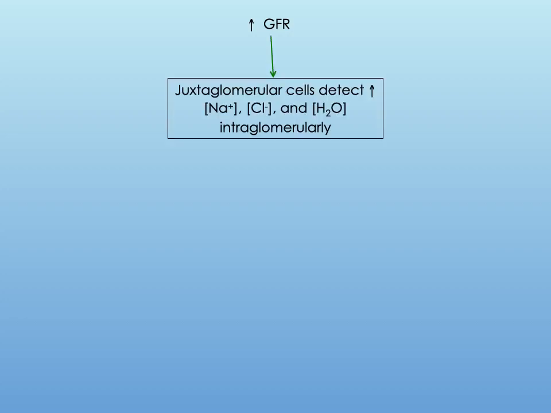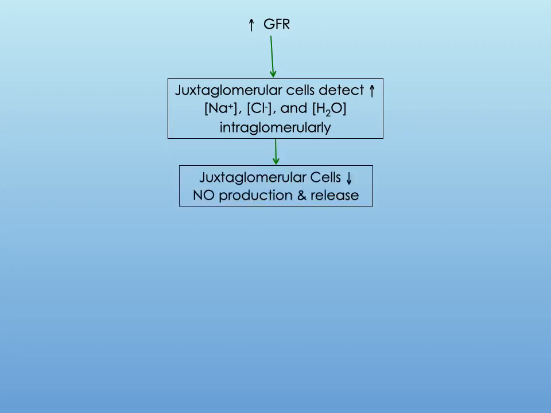So we start with an increase of GFR. That means there's too much fluid flowing through into the glomerulus, and we want to somehow protect it. So the juxtaglomerular cells will start detecting that we have too much stuff coming into circulation. This is going to cause the juxtaglomerular cells to reduce the amount of nitric oxide being produced.